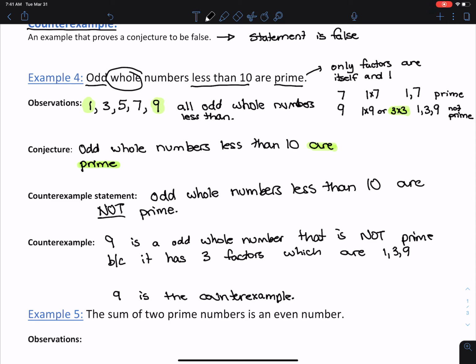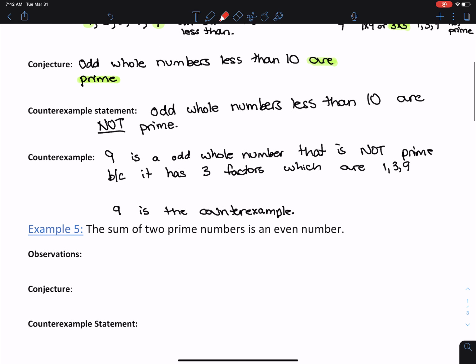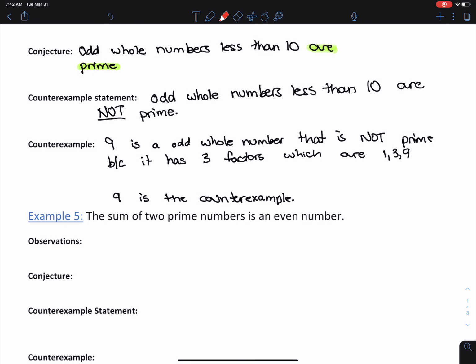It satisfies the assumption of the question. So this part here represents my assumption, and then this part here represents my conclusion. So the assumption is true, but the conclusion is false. Let's look at another example.